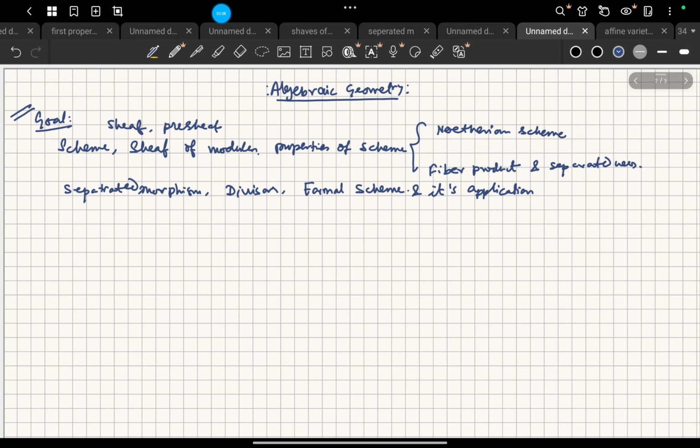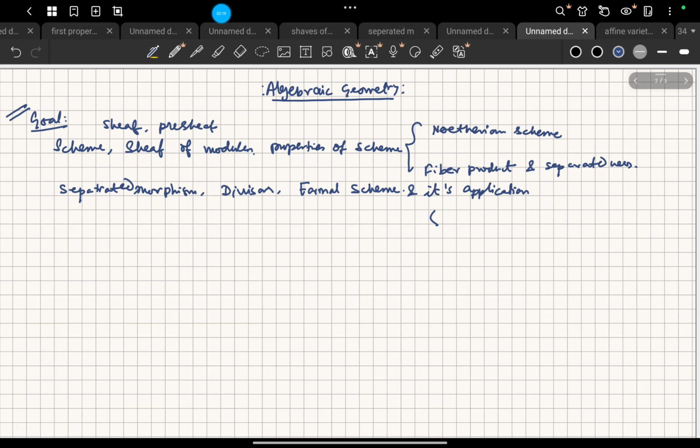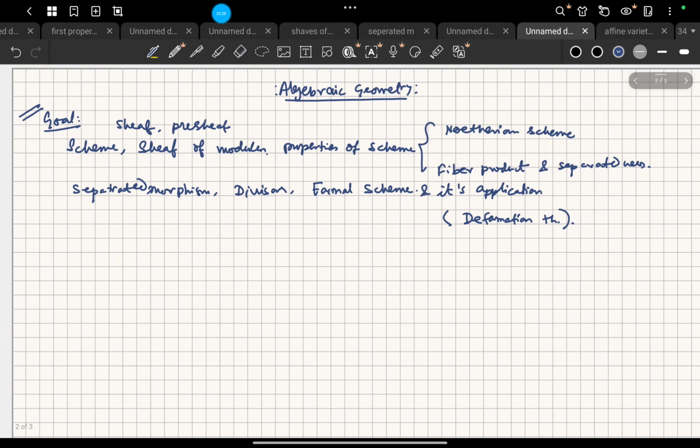After that, if we get some time, then we will just give you an overview of, from the aspect of formal scheme, of deformation theory. Right.